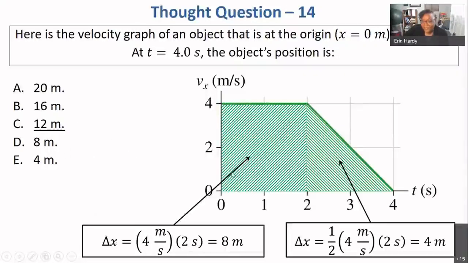These are all positive because all of my velocity values are on the positive y-axis. If I had any that were below the x-axis, then I would need to treat that area as a negative. So in other words, that would be an object that is moving both forward and backward over the course of the interval that we are evaluating.